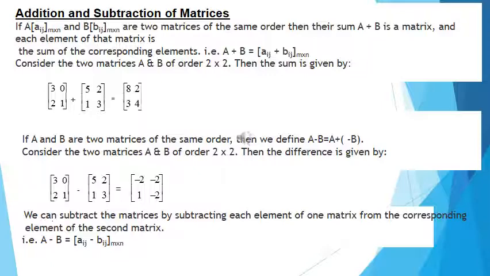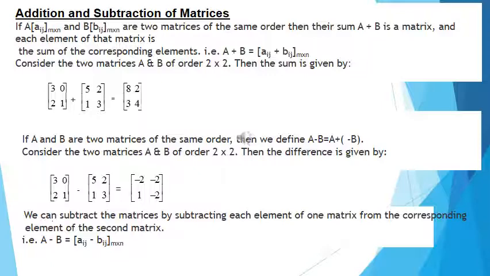So here 3 0 2 1 and 5 2 1 3, these are two matrices we are adding. We have to take the first row, first column in both the matrices and add them. So 3 plus 5 is 8, 0 plus 2 is 2, 2 plus 1 is 3, and 1 plus 3 is 4. Like this we have to do it.